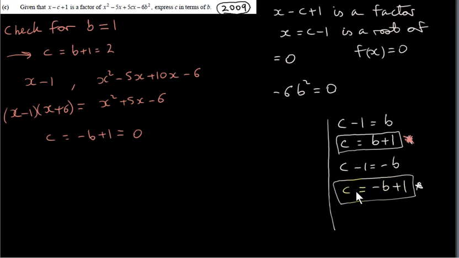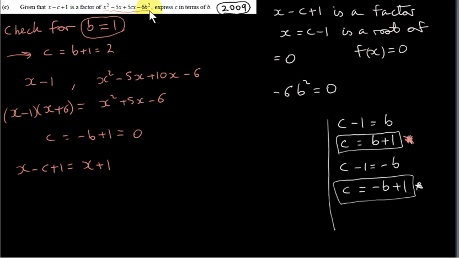Now if we use the other form, c equals minus b plus 1, I'm still using b equals 1. It's just one value out of an infinity of values, but let's just see it work. If we plug 1 in for b, we get c equals minus 1 plus 1, which is 0. So that means our factor x minus c plus 1 is going to be x minus 0 plus 1, or just x plus 1.